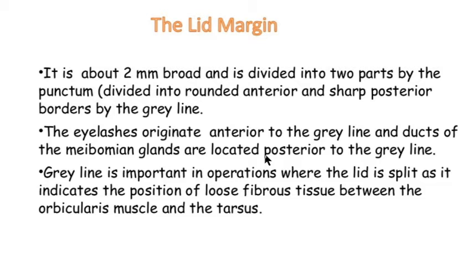The Meibomian glands are located posterior to this gray line, and the gray line is very important in OT procedures where the lid is split, as it indicates the position of the loose fibrous tissue between the orbicularis muscle and the tarsus. The eyelashes originate anterior to the gray line.